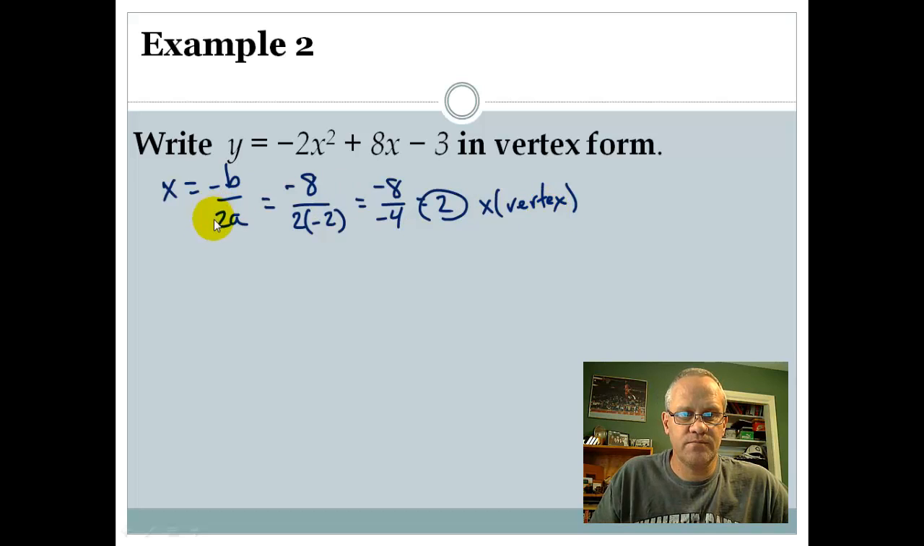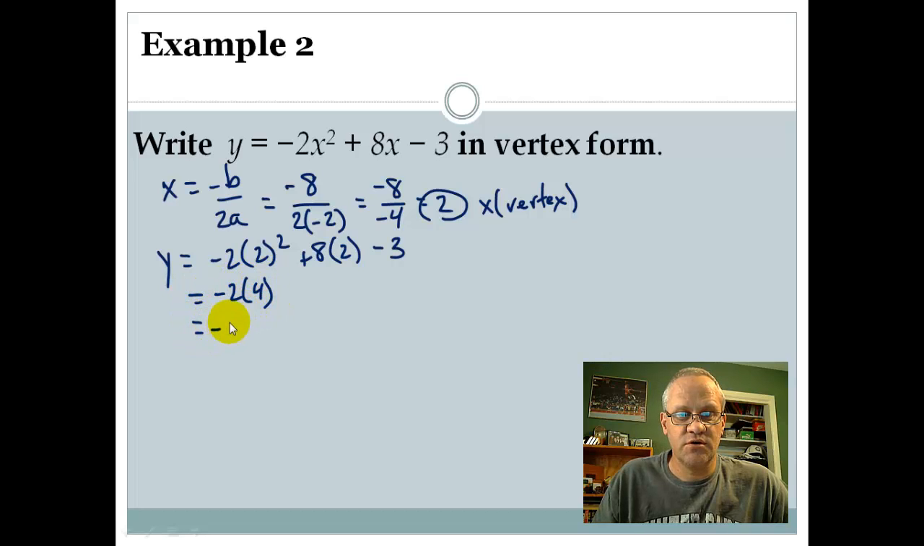Let's plug it back in. So now we go y equals -2 times 2 squared plus 8 times 2 minus 3. Let's work that out. Remember order of operations. Please excuse my dear Aunt Sally. 2 squared goes first. That's 4. So it's -2 times 4, which is -8, plus 16 minus 3. So you have 16 minus 8 is 8. 8 minus 3 is 5. That's the y of our vertex.